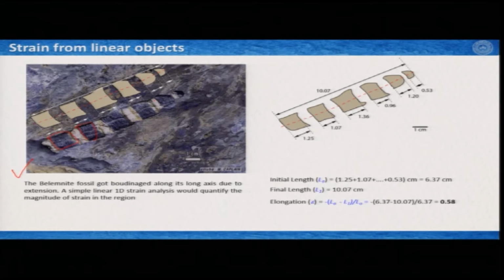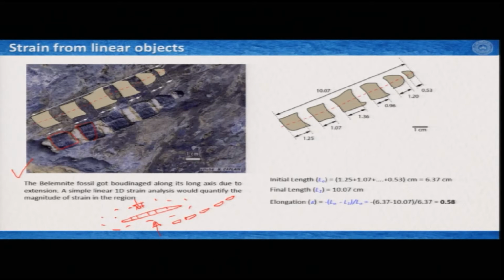So this is a belemnite fossil that got budinaged. So how did it happen? You had a belemnite fossil like this, which is embedded in a rock, and now if you compress this rock this way, then this belemnite fossil initially got fractured this way, and with time it makes some pieces, and this feature in geological context is known as budinaging.